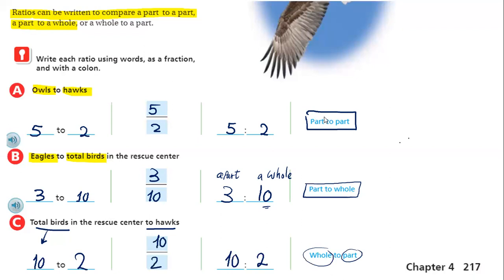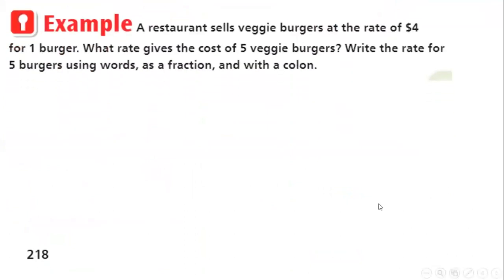Okay, so right now we have studied ratios only. And how can we write ratios by 3 methods? How can we read ratios? And we know the second information. Ratios can be written to compare a part to a part, a part to a whole, or a whole to a part. Do you understand, guys? So let's go to the example here in page 218.